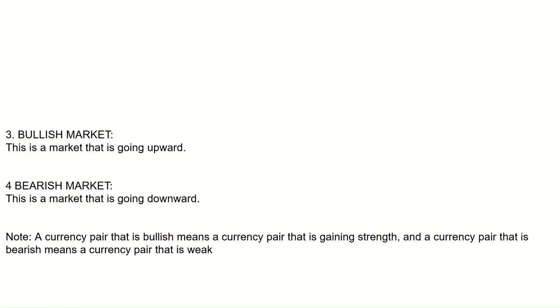So the third one is bullish market. What does bullish market mean? It means a market that is going upward. The next one is bearish market. A bearish market is the opposite of a bullish market, which means it is a market that is going downward. So note, a currency pair that is bullish means a currency pair that is gaining strength, and a currency pair that is bearish means a currency pair that is weak. Let's take DXY for example. It is the currency index of the dollar. So if it is bullish, it means the dollar is gaining strength. It is very, very strong at that moment. And if the DXY is bearish, it means it is weak at that moment.